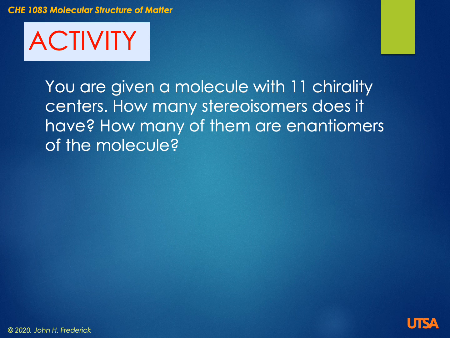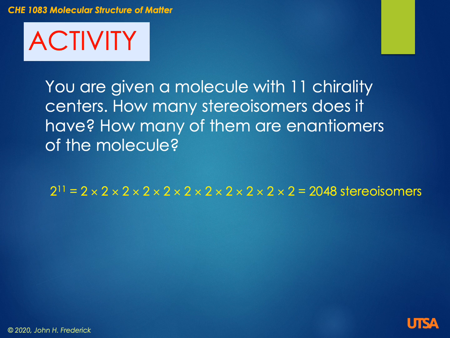All right, have you analyzed your 11 chirality center molecule? Well, you should get that it has 2 to the 11th, or 2 times 2 times 2 times 2 times 2, and so forth, or 2,048 stereoisomers. So there are a lot of different isomers that you can create when you have this many chirality centers. How many of them are enantiomers? Only one, and that's all you need to know.